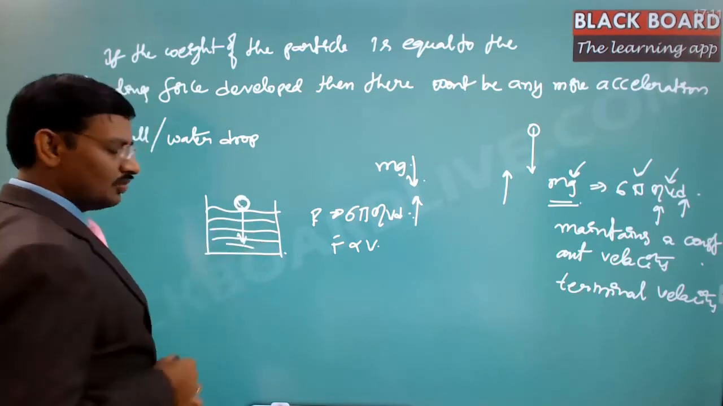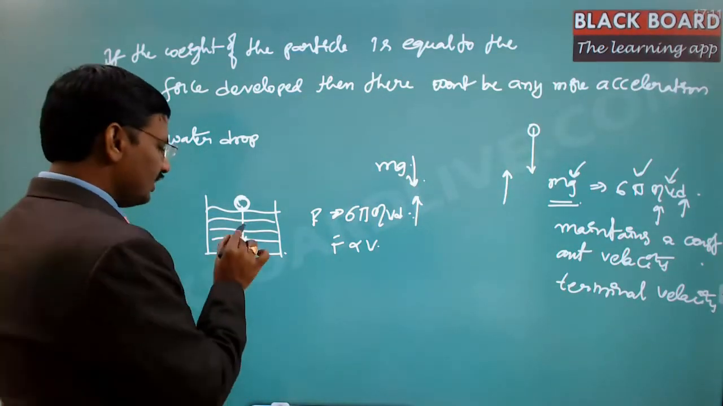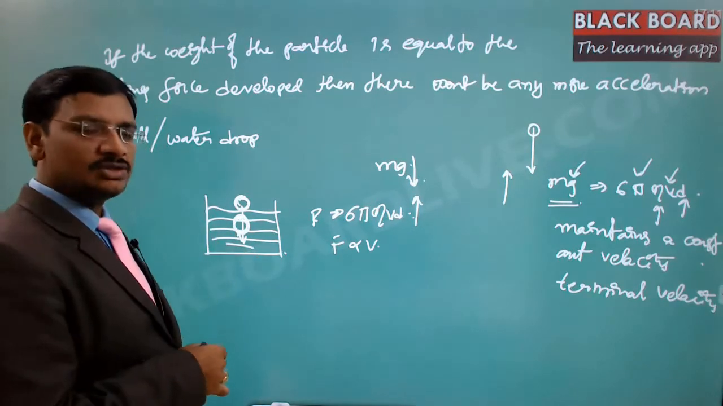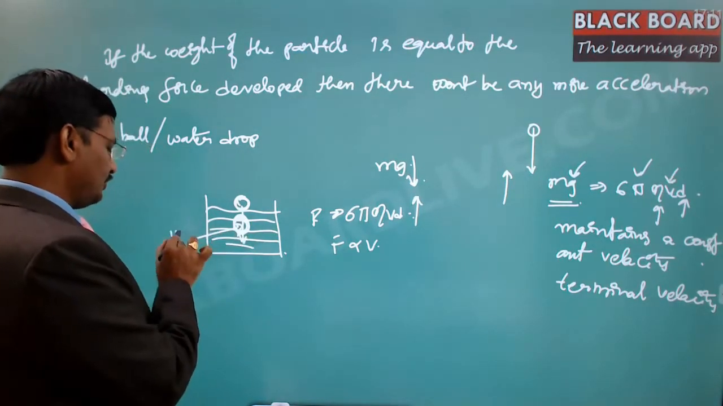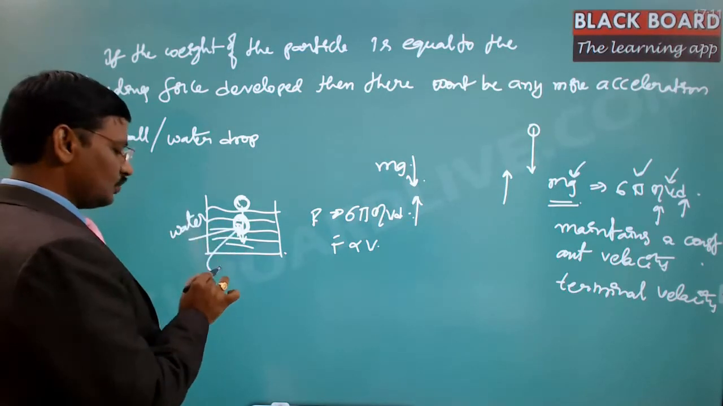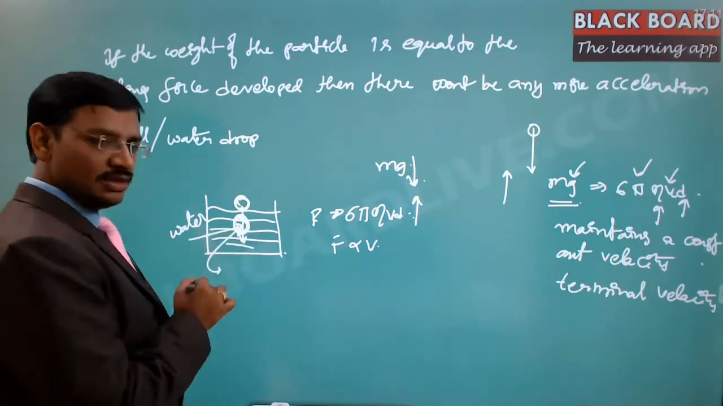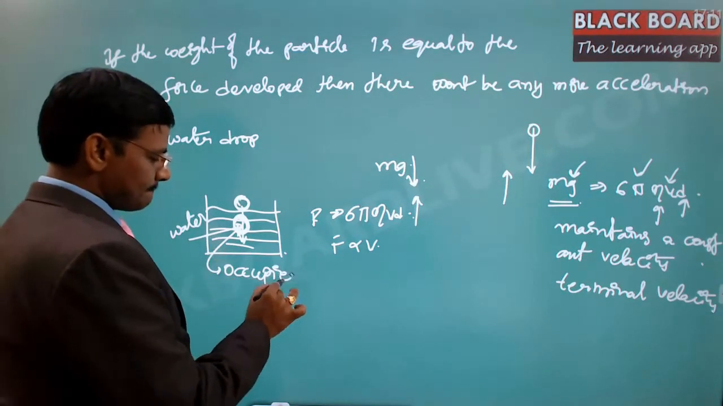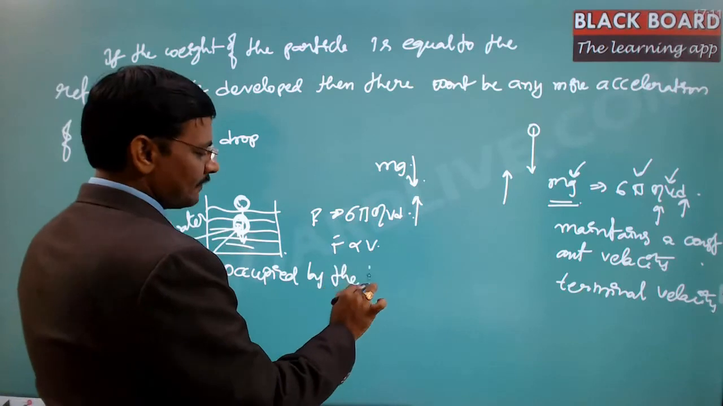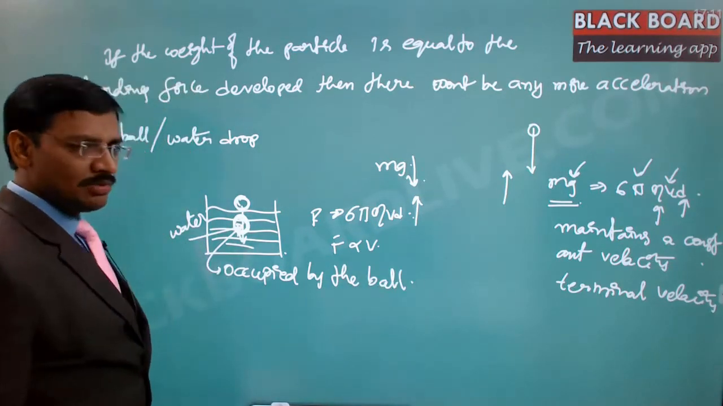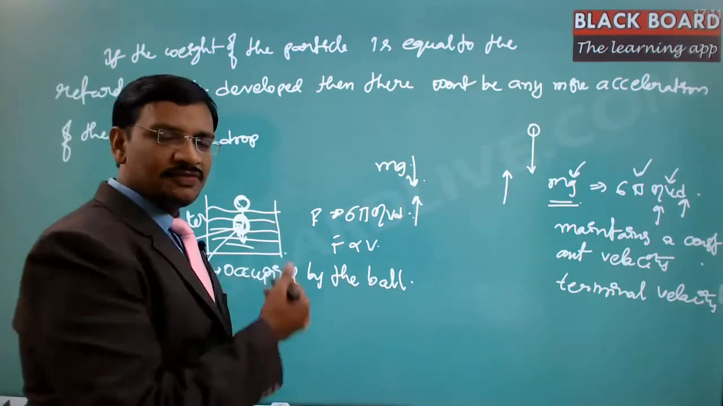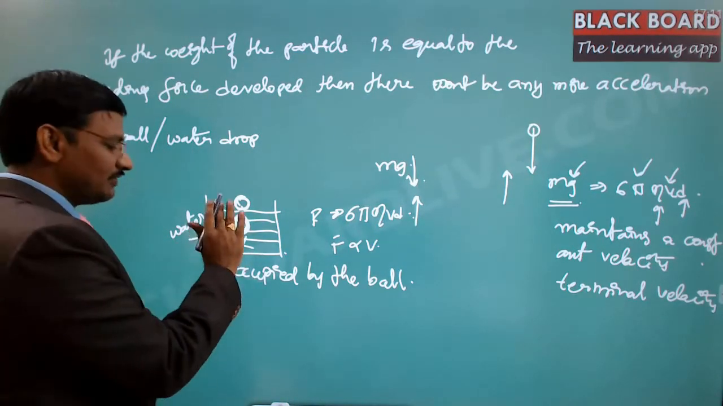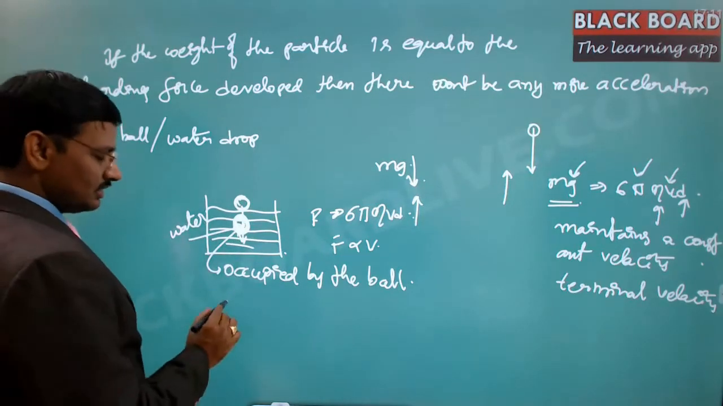Now, when the ball is moving in this downward direction, let us say the ball is coming to this particular location. Earlier, it used to be water. Now the place of the water is occupied by the ball. The effective weight of this ball is the weight of the ball minus the weight of the water that got displaced. So, this is the volume.